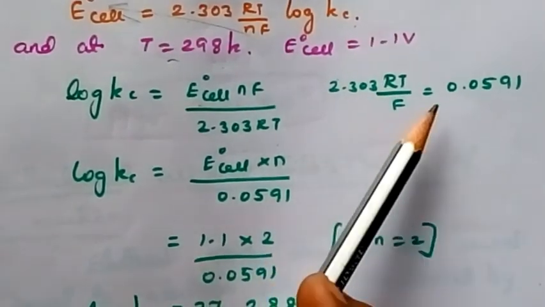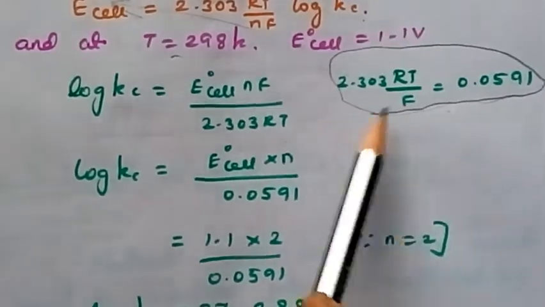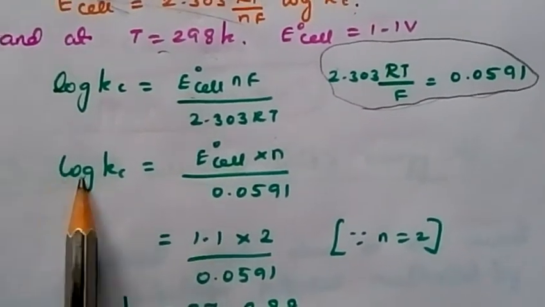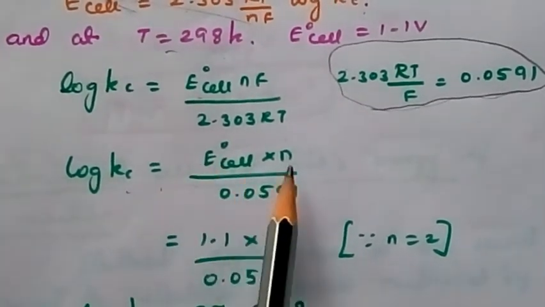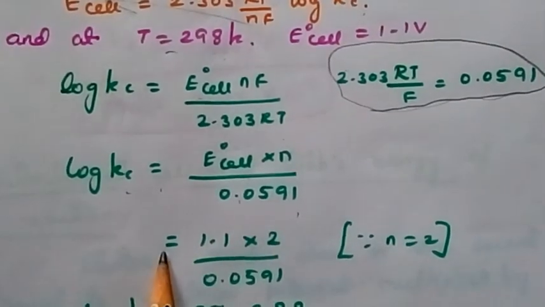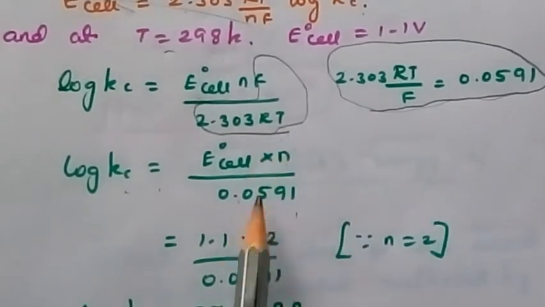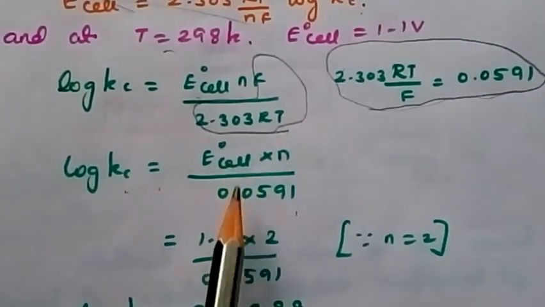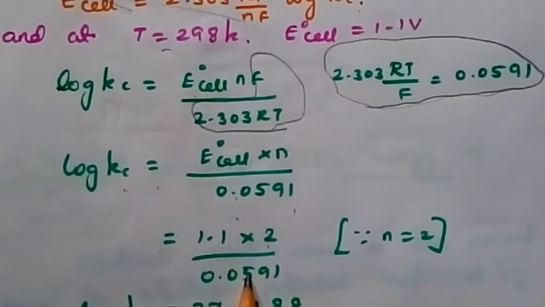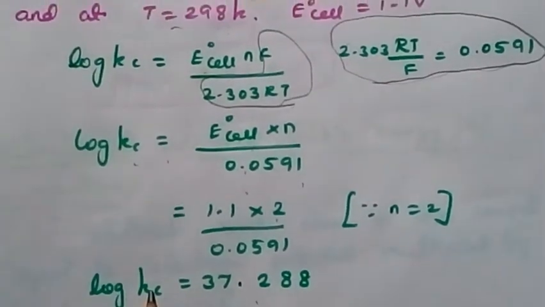2.303 RT by F is equal to 0.0591. This we already discussed in the Nernst equation. So we can replace the term with 0.0591. Log K equilibrium is equal to E naught of the cell into N by 0.0591. E naught value we know, 1.1. N, how many electrons are transferred here? 2 electrons. So log Kc is equal to this. What we have to calculate? Kc.